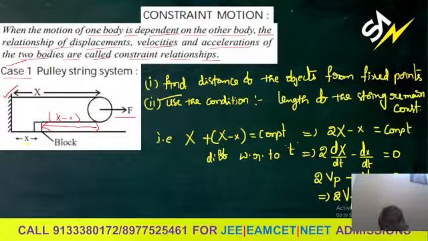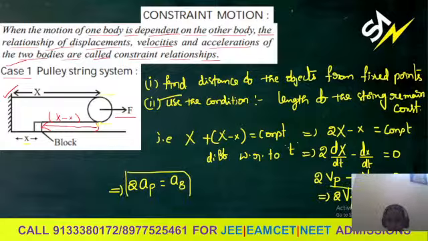Here, if the block moves one length, the pulley moves 2 times, as the string is around the pulley. It moves in this direction X and in this direction X, 2 times. So this way, by considering the displacements from fixed points, we can give velocity relations, and if you differentiate this velocity, we get 2 times acceleration of the pulley is equal to acceleration of the block. So these are the constraint relations, and this is the displacement relation.